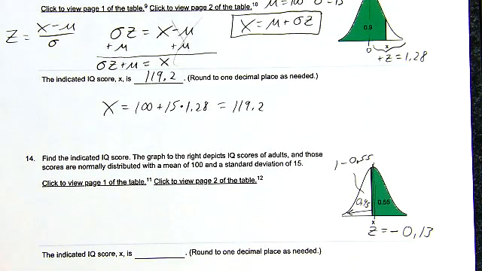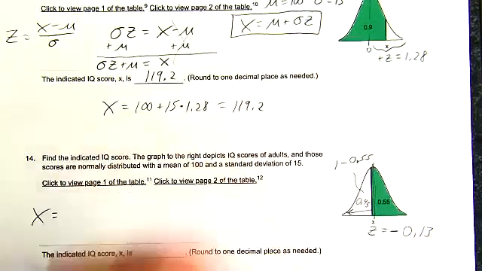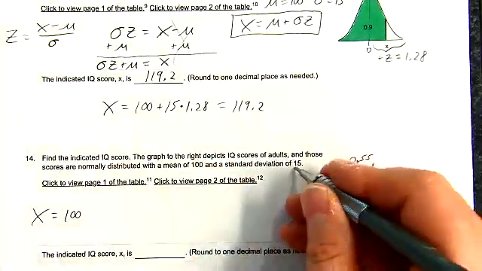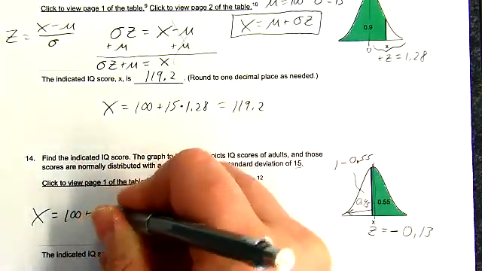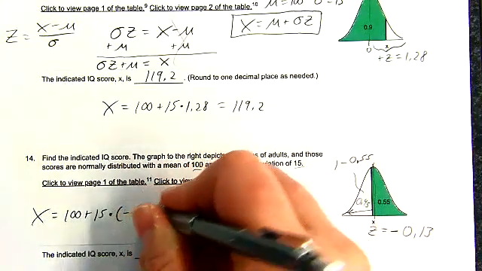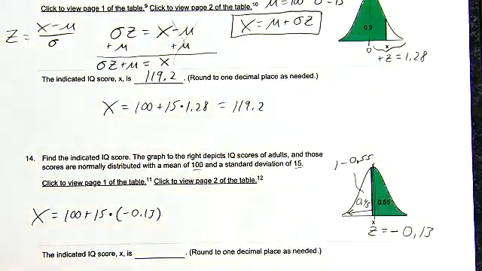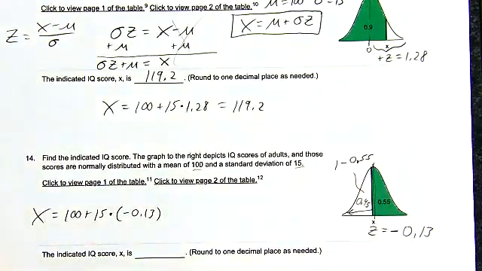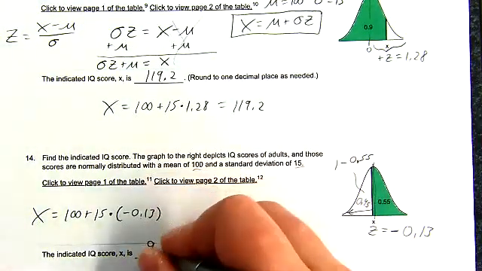Just below the mean. So we're going to use the same equation. x is equal to the mean, again 100, plus sigma, again 15, times negative 0.13. So notice now this is going to subtract from 100. And if you do this, you will get the IQ score for this person is 98.1.